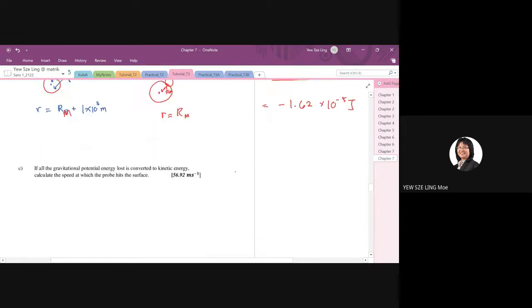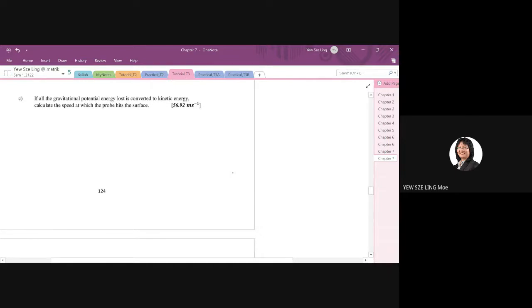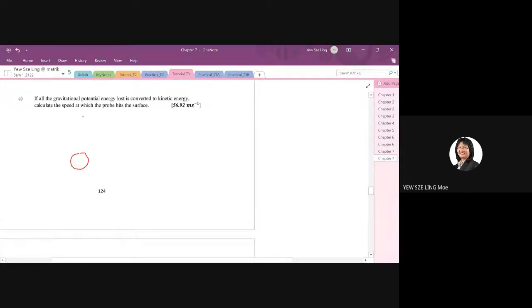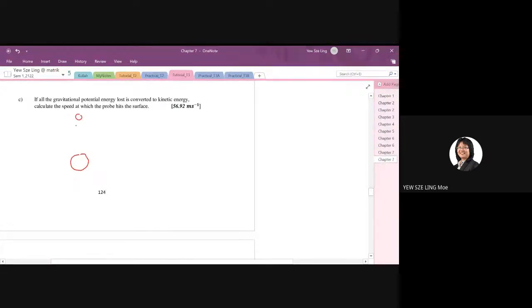All right, so question C. If all the gravitational potential energy lost is converted into kinetic energy, calculate the speed at which the probe hits the surface. So now you want the final speed. What happens right now is you have the moon here, and initially the probe is located 1 km above the moon. So this is 1 km.